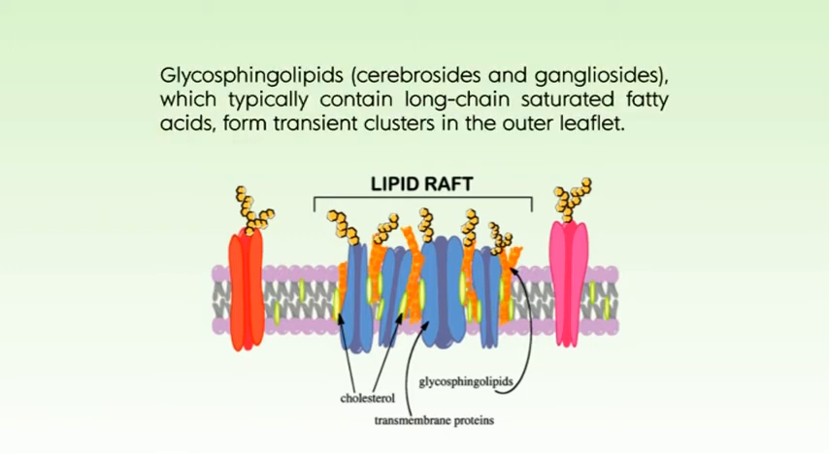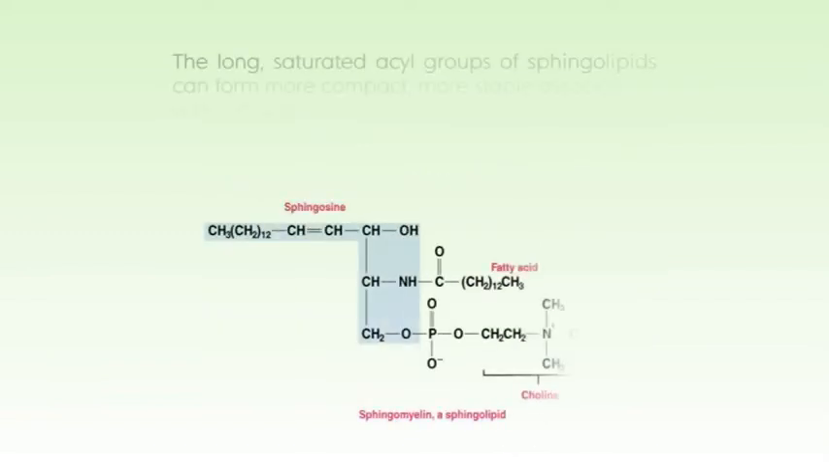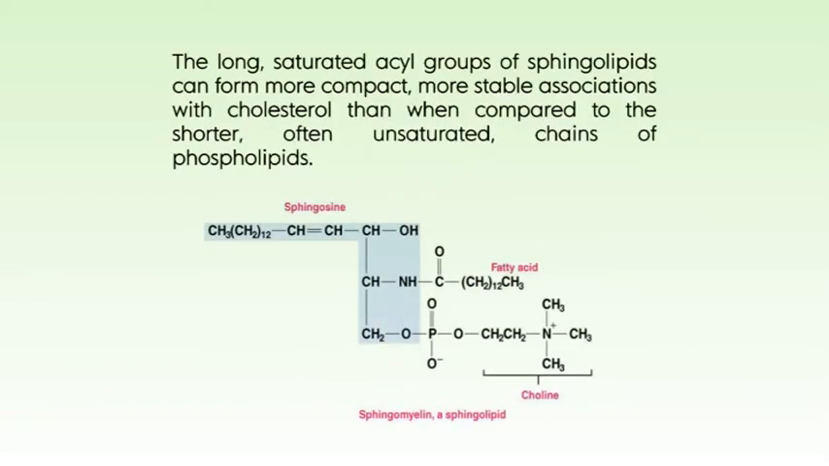Glycosphingolipids, like cerebrosides and gangliosides, which typically contain long-chain saturated fatty acids, form transient clusters in the outer leaflet. The long saturated acyl groups of the sphingolipids can form more compact, more stable associations with cholesterol than when compared to the shorter, often unsaturated chains of the phospholipids.